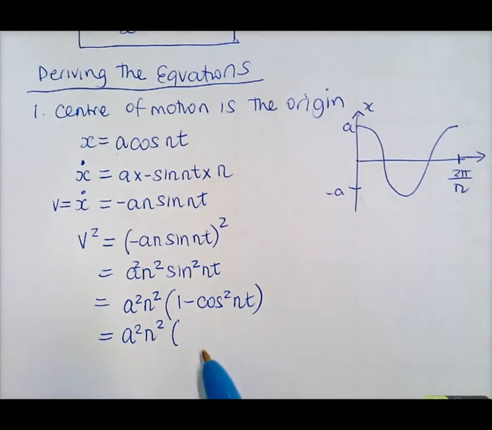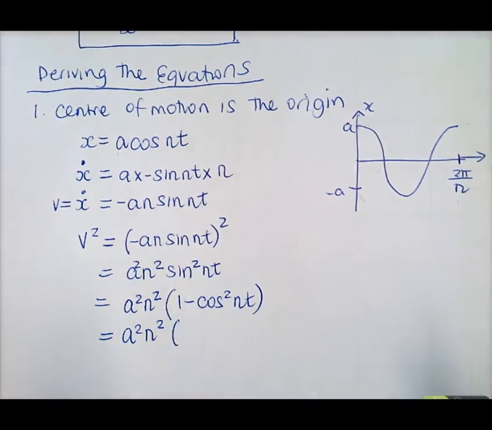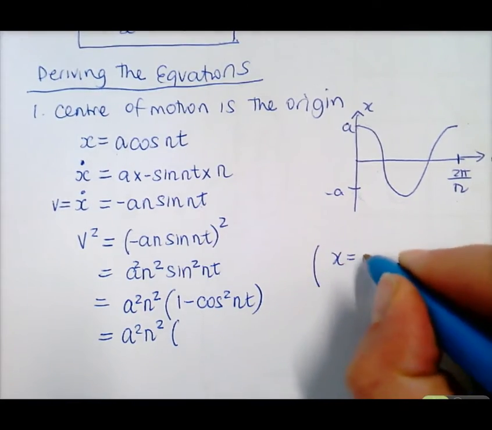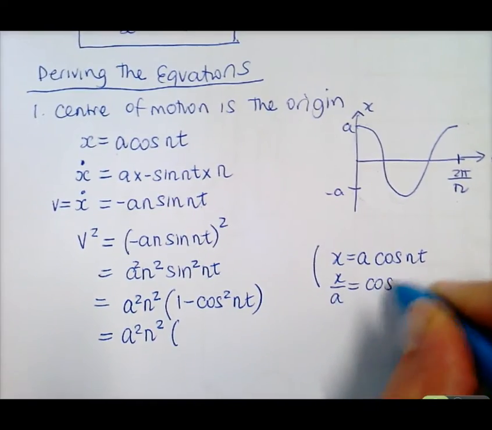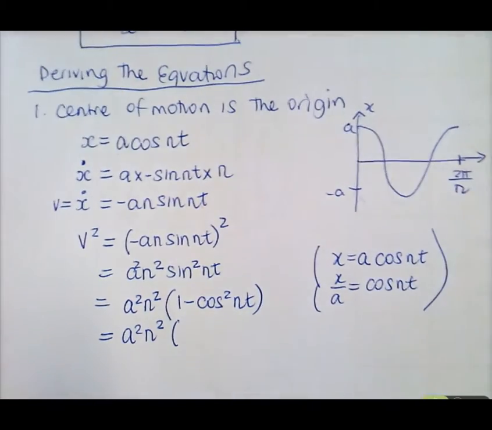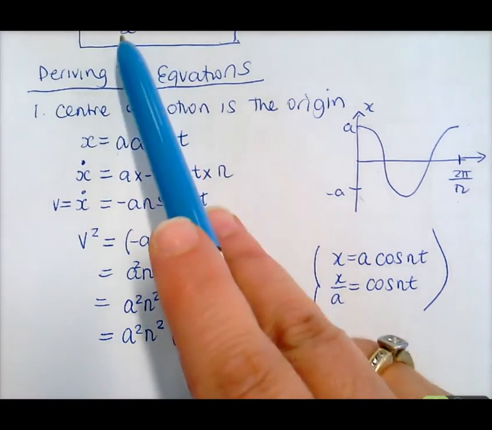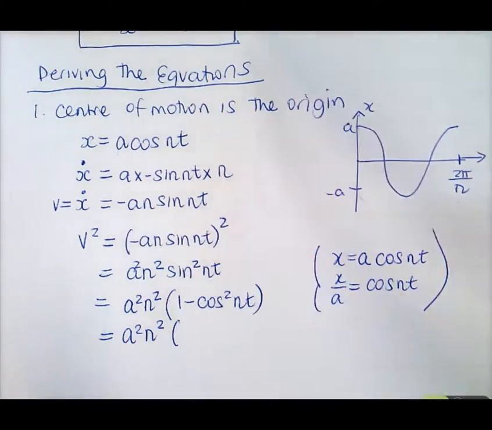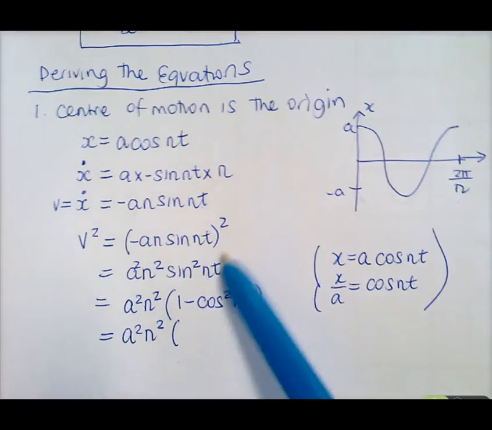Now, what does x, you know how x equals a cos nt? So just over here, x equals a cos nt, therefore x on a equals cos nt. So I'm trying to get it back in terms of x. What I'm trying to do here, I'm going to start with that and I'm going to try and get acceleration is negative n squared x. That's what I'm trying to do. So I'm trying to derive that from this. So I've started with x. I've done v. I've done v squared.